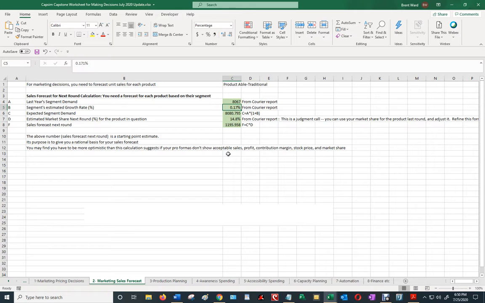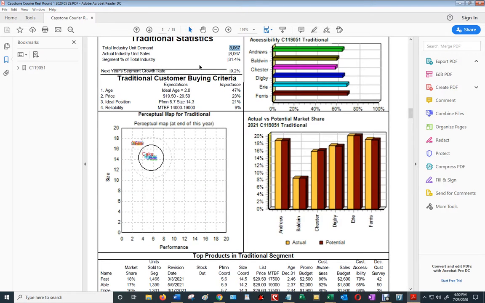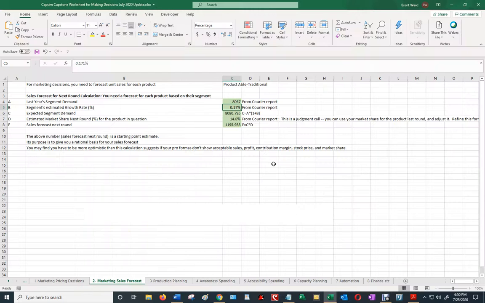Okay, so what that means, no, I need the growth rate from the Courier, sorry, not my market share. The growth rate from the Courier is 9.2%. So I put 0.092 there. That gives me the new demand next round from all customers. And I said that I was going to go with, I think, 17.1% as my market share of that total, which puts me at 17.1%.